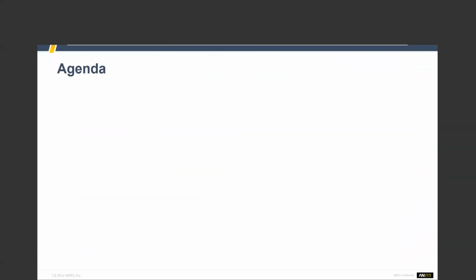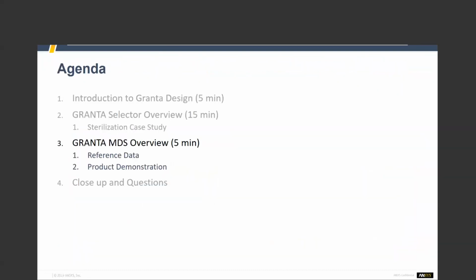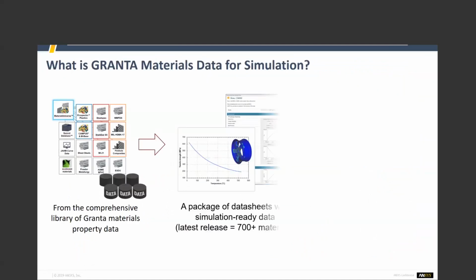So the next part of this is actually talking about Granta MDS. Any of you who are on the call who use ANSYS products, this will be especially relevant to you. So what is this Granta MDS product? Really, we start from that comprehensive list of materials. That same material universe that we talked about is where this data comes from. And we've essentially collated all of the simulation relevant data into a package of data sheets, the latest release of which contains over 700 materials.